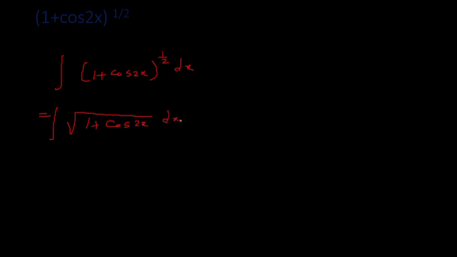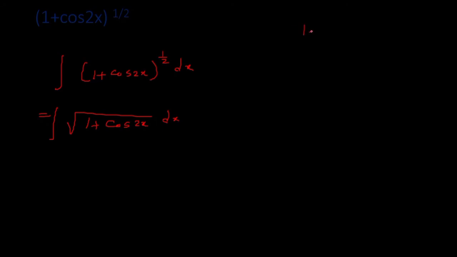Now number 4. So here we have to find the integration of 1 plus cos 2x whole to the power half dx. So what does half mean? This means we have to find the integration of root over 1 plus cos 2x dx. So as we all know, the formulas of cos 2x are as follows.